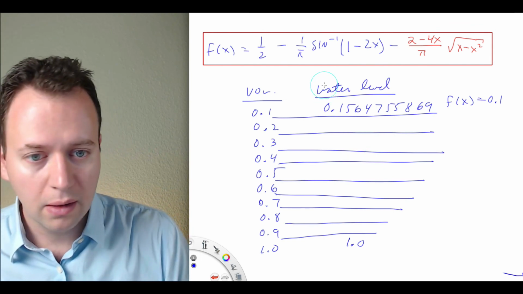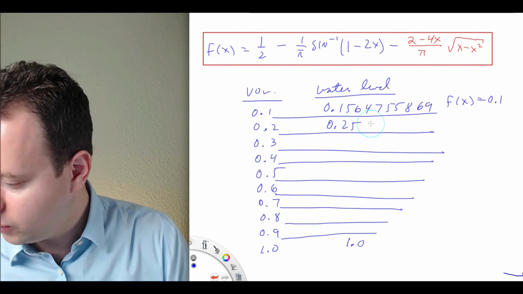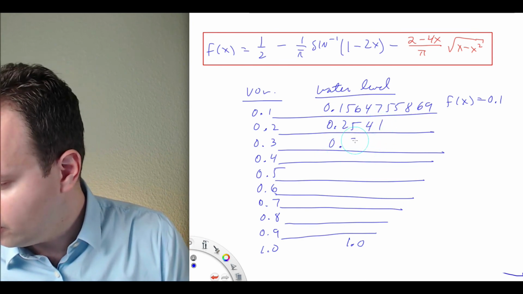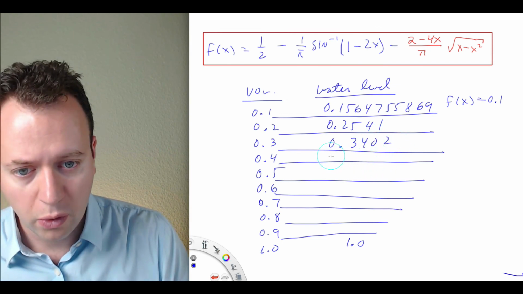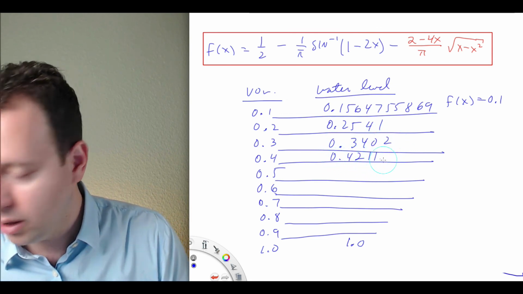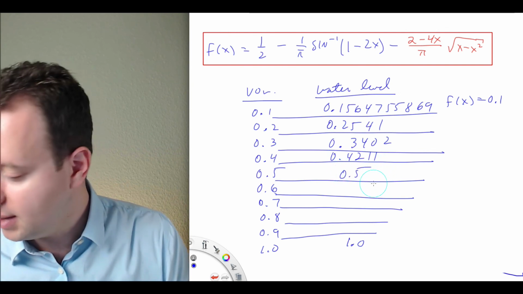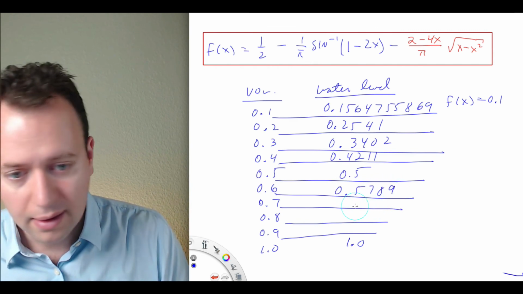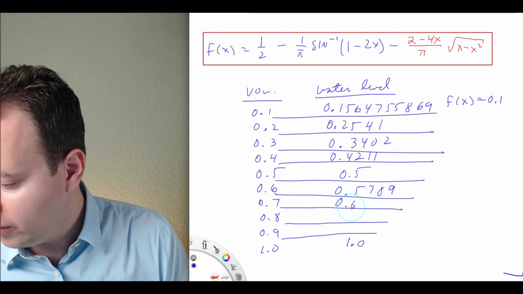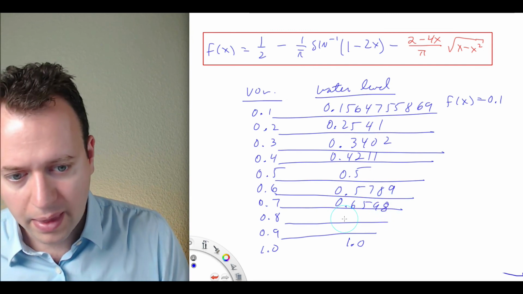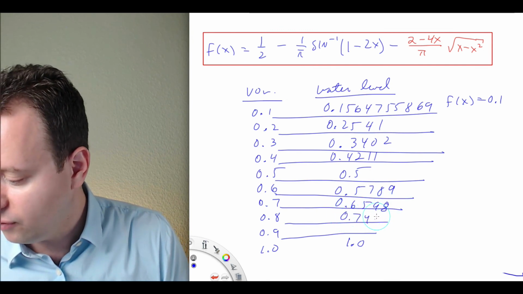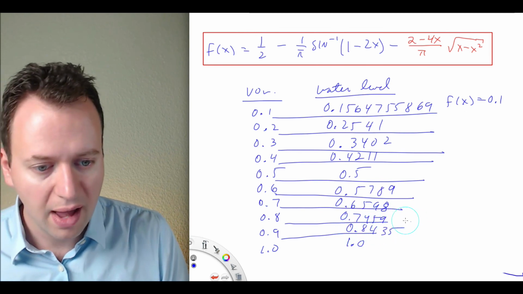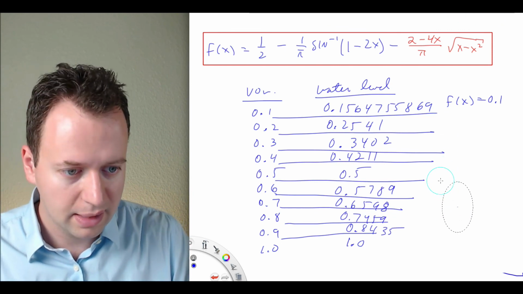At 20% of volume, we need to be about 0.2541. At 30%, we need to be 0.3402. 40%, 0.4211. 50%, 0.5, which makes sense. 60%, 0.5789. 70%, 0.6598. 80%, 0.7459. 90%, 0.8435.